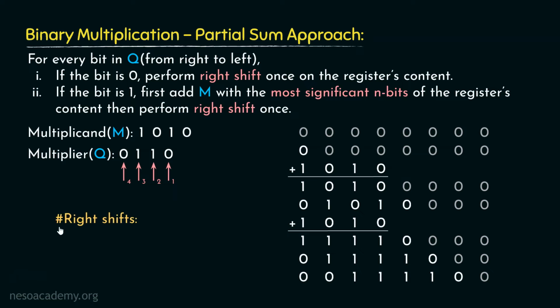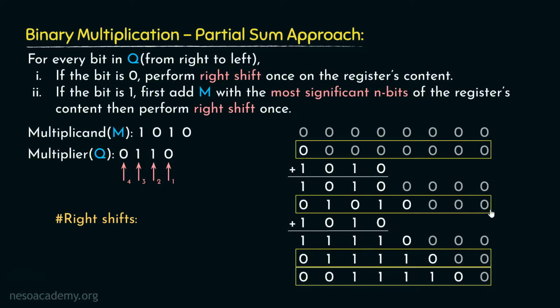So how many times did we perform the right shift? Observe. This is the result of the first right shift. This one is the result of the second. And these two are the result of third and fourth right shift respectively. Now if you observe our process so far, we are performing right shift in both the cases, right? So the number of right shifts will be n. Now what is n? That is the size of both multiplicand and the multiplier.